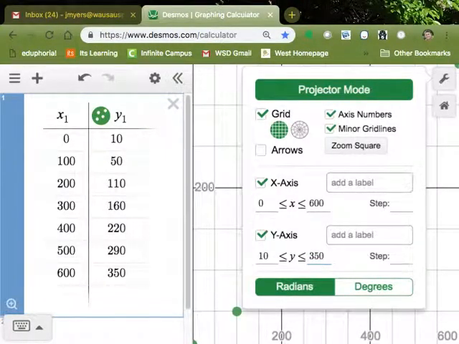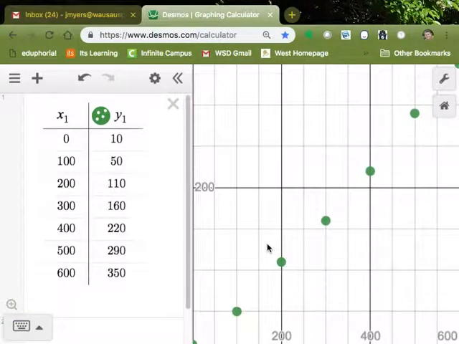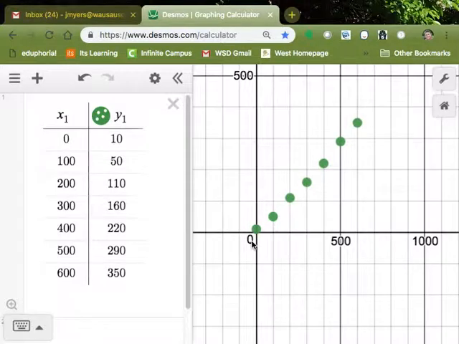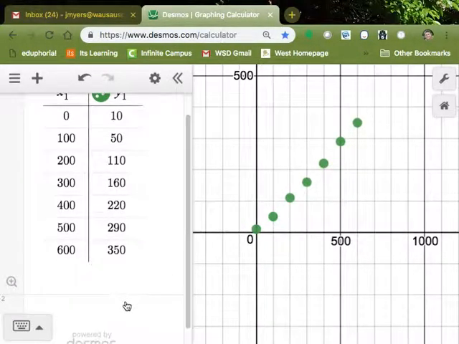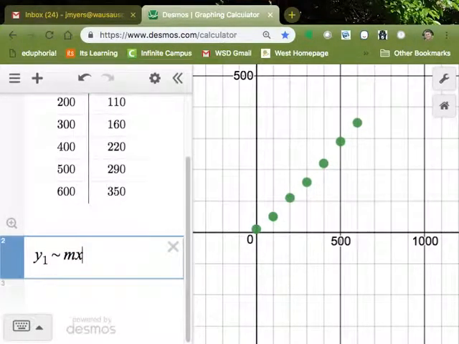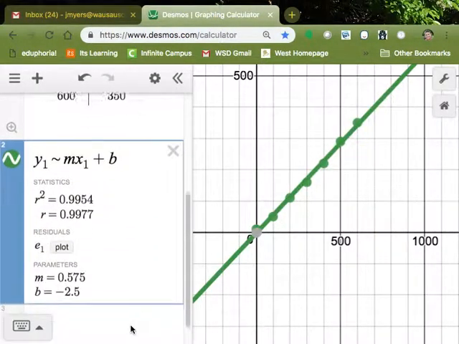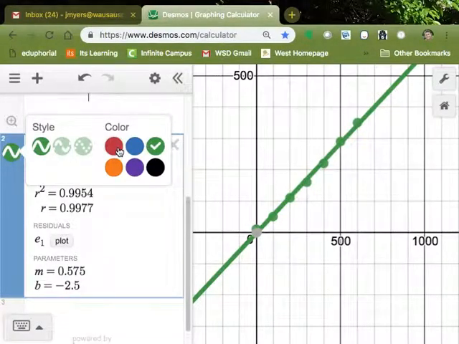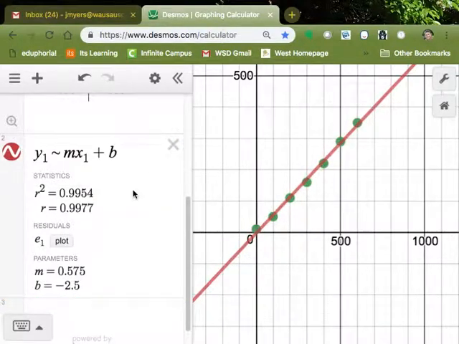Now entering those values, the upper and lower bounds, is not going to give me the perfect window. I may have to zoom out just a little bit still to see that data. All right, but it does give me a good starting point. Now I'm going to go ahead and do those regressions. So I scroll down here, type y1. I'm going to do the linear regression, mx1 plus b. And as you can see, I get a pretty nice fit line to go through there. I'm going to change its color a little bit so it's not the same color as the points. Make it red.